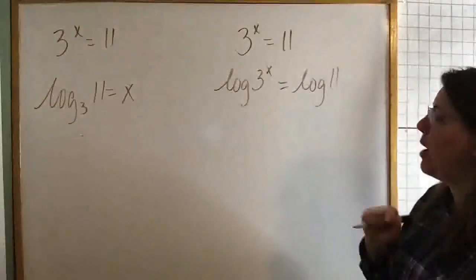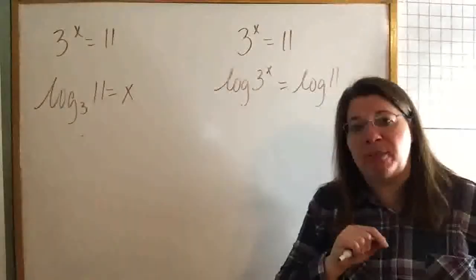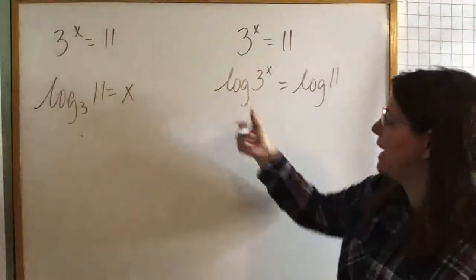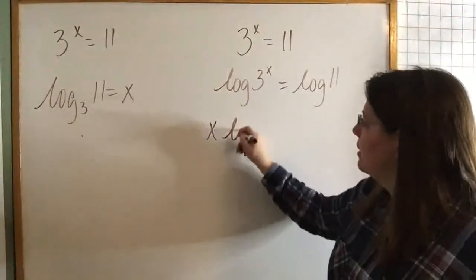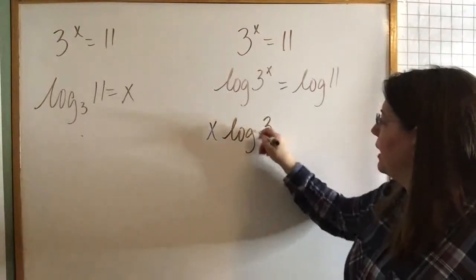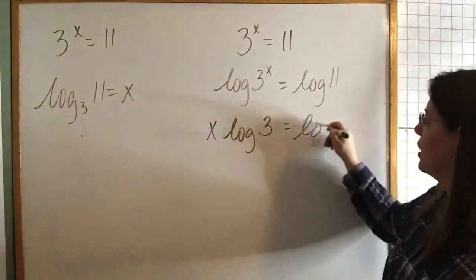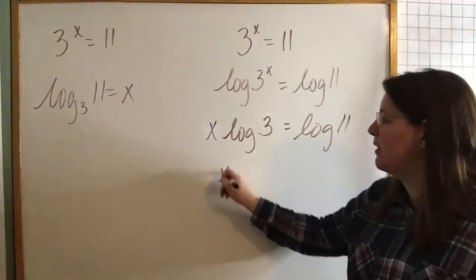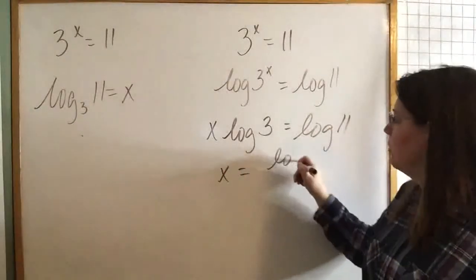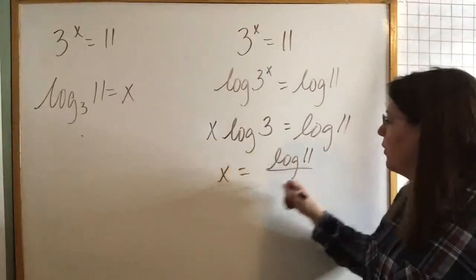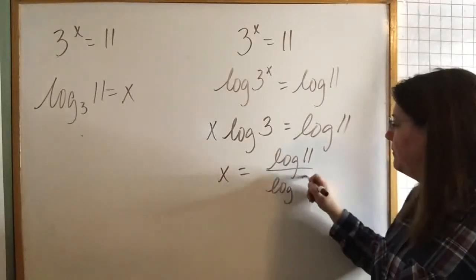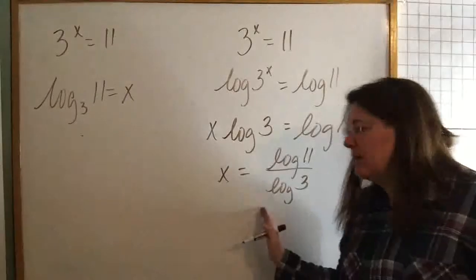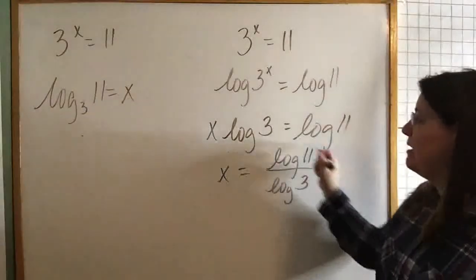I'm going to use my properties to solve this so that I can get x by itself. So if I move the x to the front, x log of 3 equals log 11. Then I'm going to divide both sides by the log 3. So x equals log 11 over log 3. Okay, so this is going to be my answer.